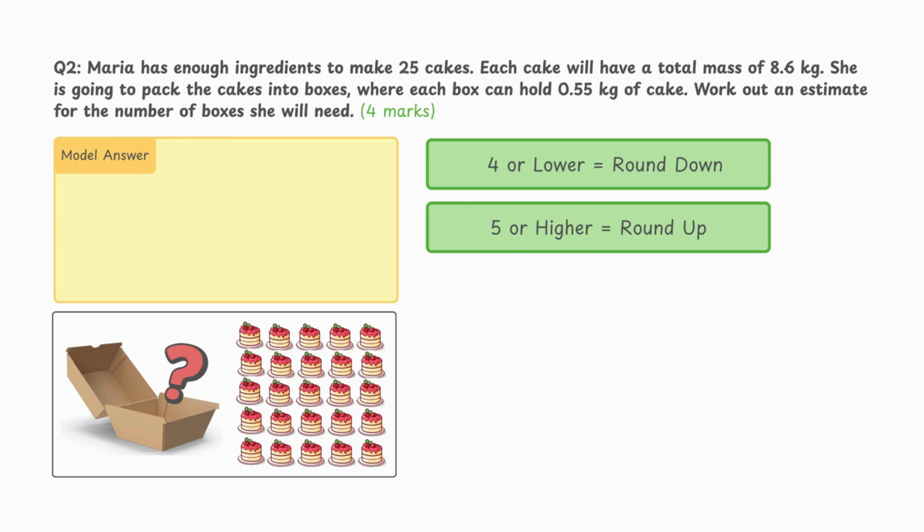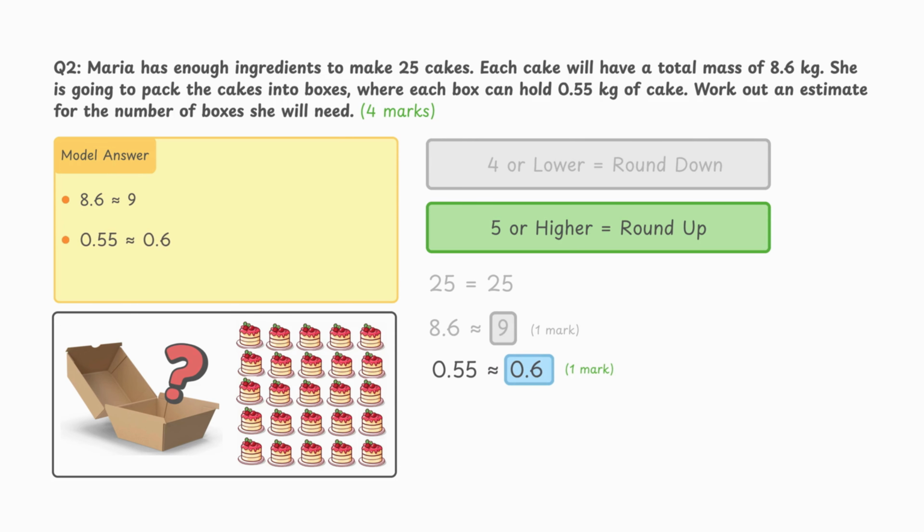Because this is an estimate, the first step is to round the numbers to make the calculation easier. The number of cakes stays the same, so 25 stays as 25. Now round 8.6 kilograms. Since the decimal part is 0.6, which is 5 or higher, we round up. So 8.6 is approximately 9. Next, round 0.55 kilograms. This is close to 0.6, which makes the division easier. So 0.55 is approximately 0.6.